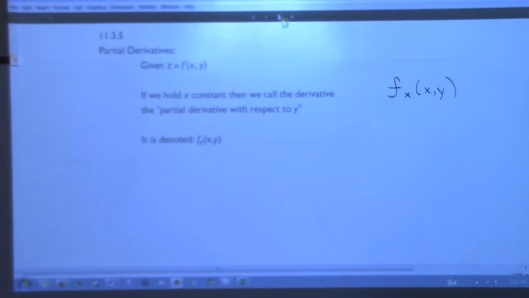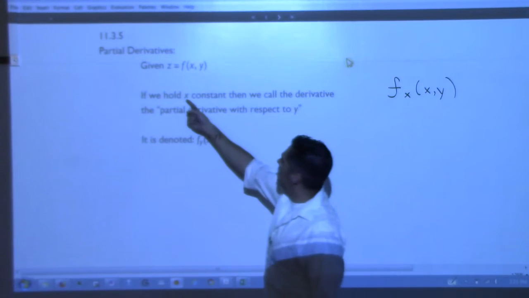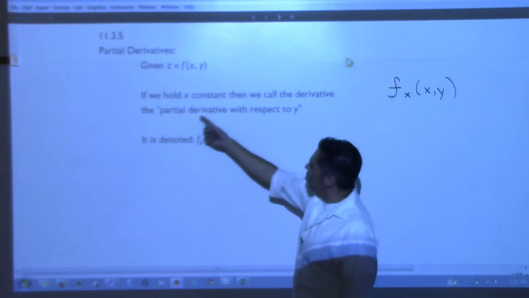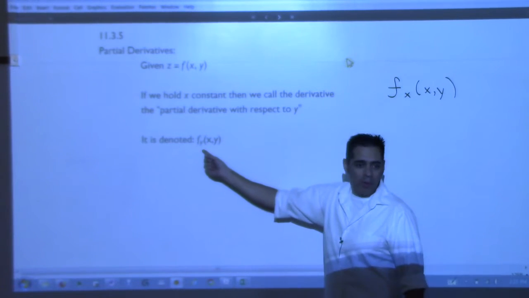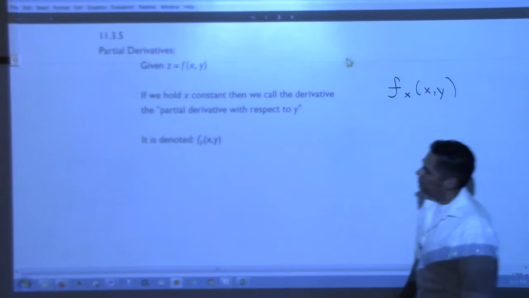Now, the other way is that if we hold x to be constant, then we will call it the partial derivative with respect to y, and all we do is replace that x with a y down there. That's it.